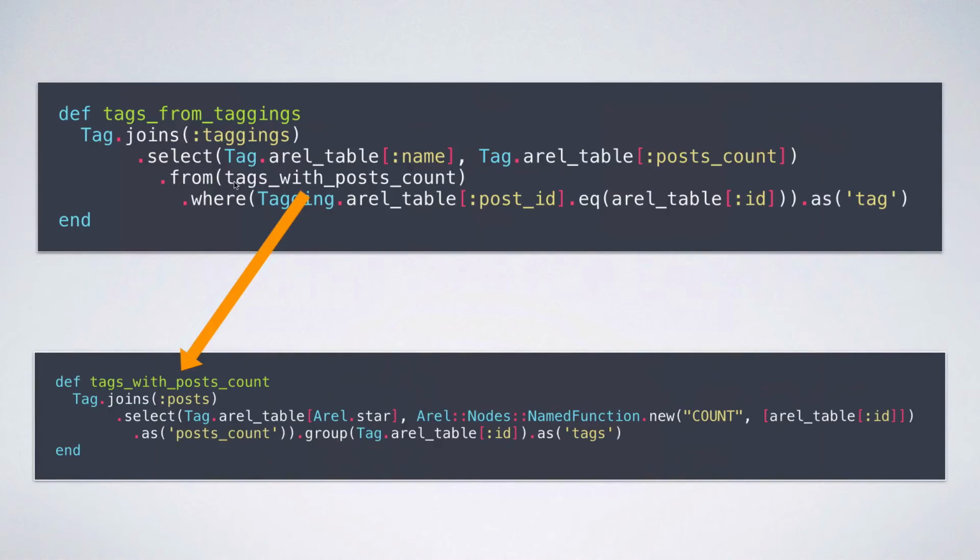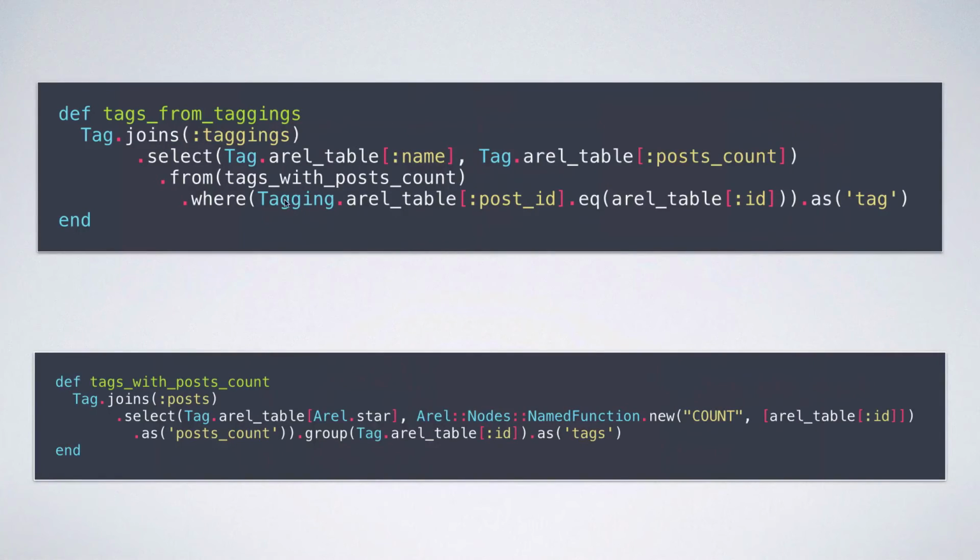So check this out. The name of the method here, all we're doing is just calling this method down here. Now, because we have this as tags, it's going to use the table that we generated with a query instead of the default one in the database, as I was mentioning before. So that's why we can select the name and the post count, right?